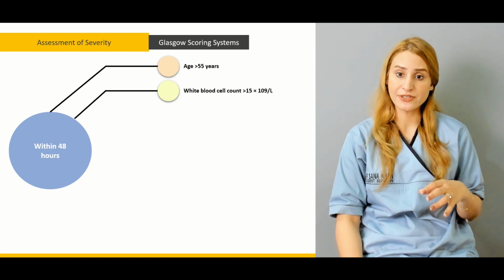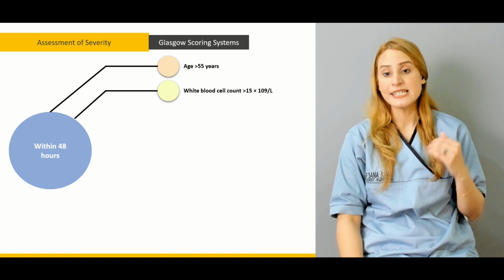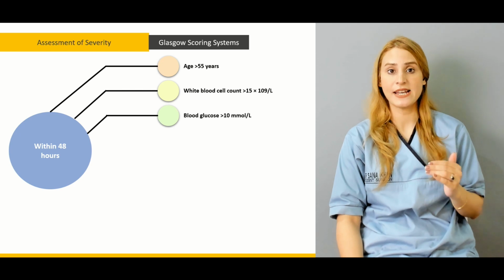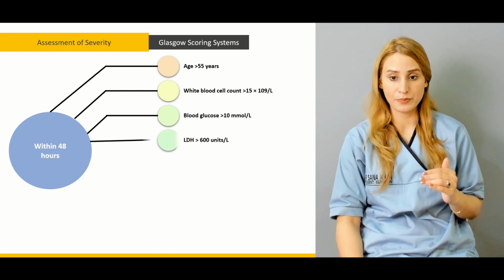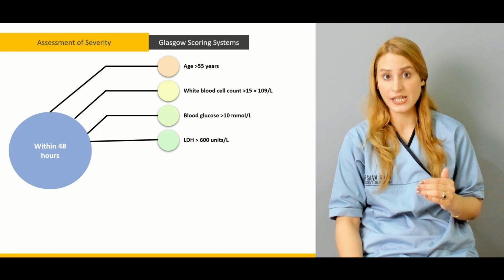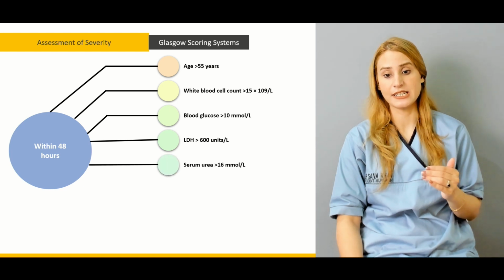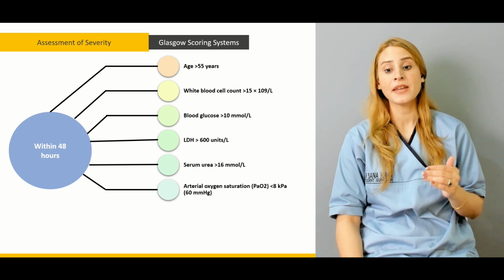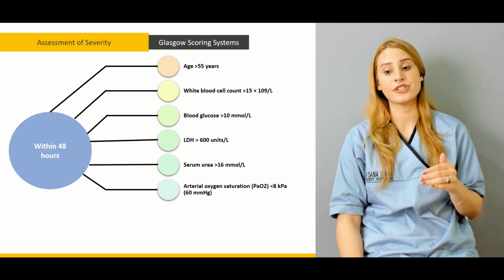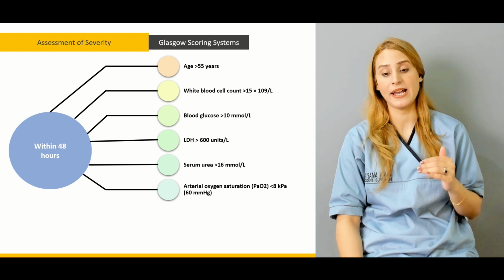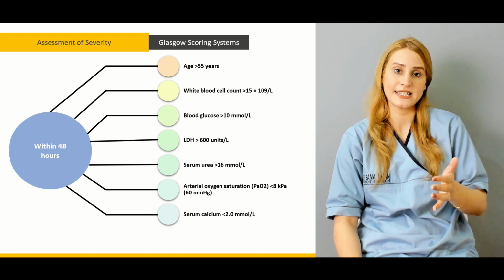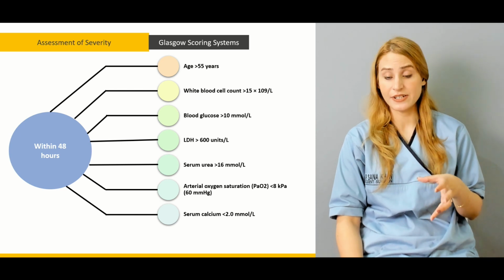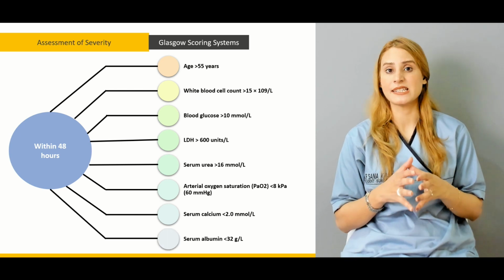If the age is greater than 55 and TLC count is greater than 15,000, blood glucose levels are greater than 10 millimole per liter, LDH levels greater than 600 units per liter, serum urea is greater than 16 millimole per liter, arterial oxygen saturation is less than 8 kilopascals, less than 60 millimeters of mercury, serum calcium levels are less than 2, serum albumin is less than 32.